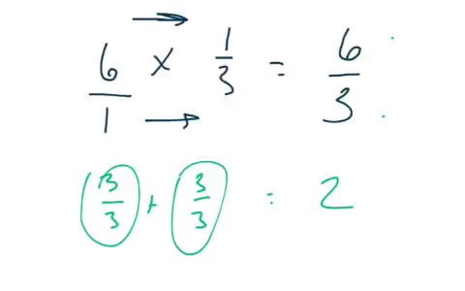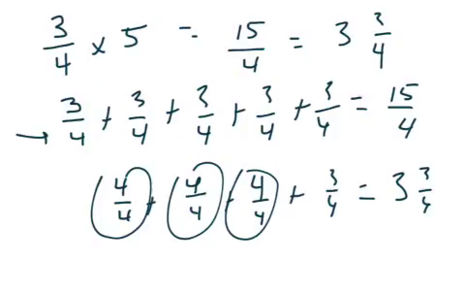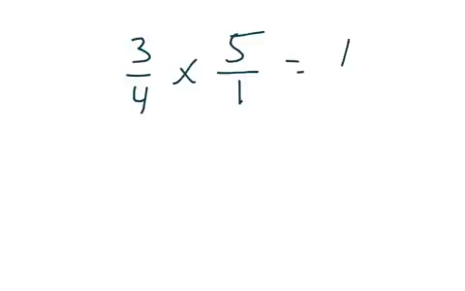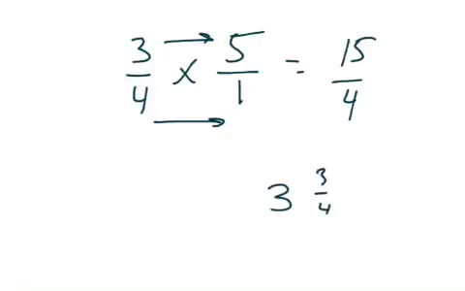And the other problem we did was 3/4 times 5. So 3/4 times 5. Alright, we can turn that 5 into a fraction. 5 whole, 5 over 1. You get 15/4. So there's a little quicker way. Multiply straight across, the numerators and the denominators. And you get 15/4 or 3 3/4, which is the same thing. These are equivalent.